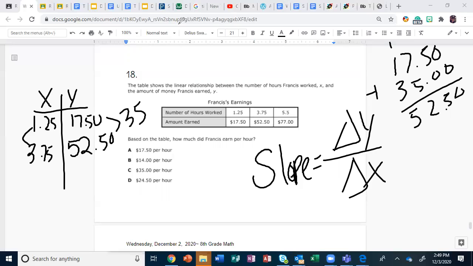Now, how much do I have to add to 1.25 to get to 3.75? 2 point what? 2.50. So what is 35 divided by 2.50? 5. I don't think so. See? Put it on the calculator.